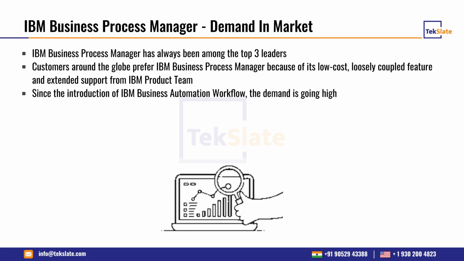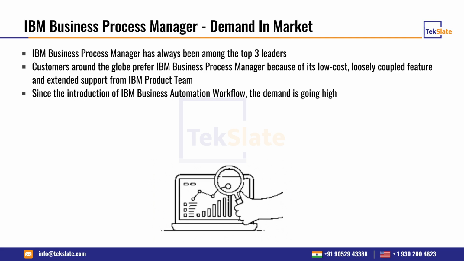So going ahead, the demand in the market for this technology. It has got huge demand at the moment, and IBM Business Process Manager has always been among the top three leaders, which we have already discussed. Customers around the globe prefer IBM BPM because of its low cost, loosely coupled feature, and extended support from the IBM product team. If you see the different BPM tools, like Pega, generally IBM BPM always gets compared with Pega and Appian, because these three are the top three leaders right now.